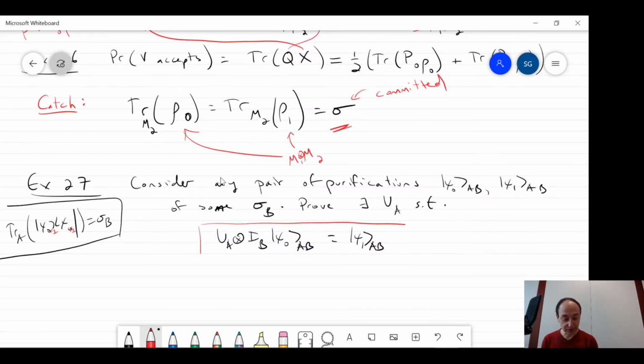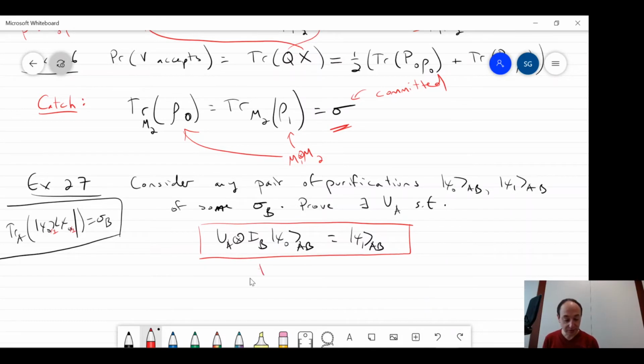So this is actually quite an important statement. What it really says is that I can always move between any pair of purifications of some shared state sigma B by locally acting on the part that's not shared. U_A in this case acts on the register A, which is not the register which contains the joint sigma component. So in our picture, for example, let's apply this. What is this really saying in our picture?